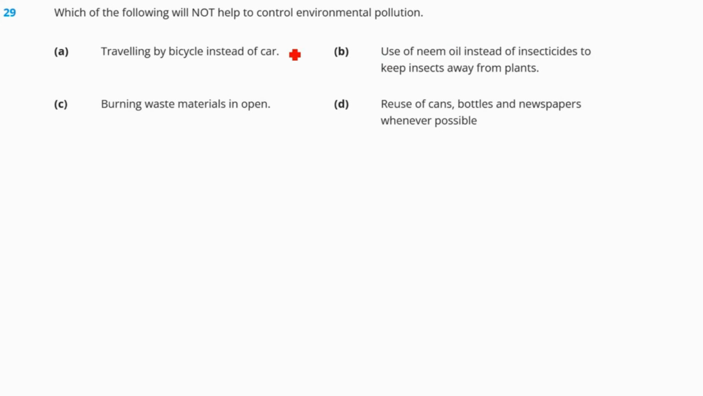Question number 29. Which of the following will not help to control environmental pollution? Traveling by bicycle instead of car. This is correct. This will help a lot in controlling the environmental pollution. Use of neem oil instead of insecticide to keep insects away from plants. Yes, this is also correct. Burning waste material in open. This is wrong. Burning of waste materials in open will cause air pollution. Reuse of can, bottle and newspaper whenever possible. This is also correct. So, the option that will not help to control the environmental pollution is option number C.